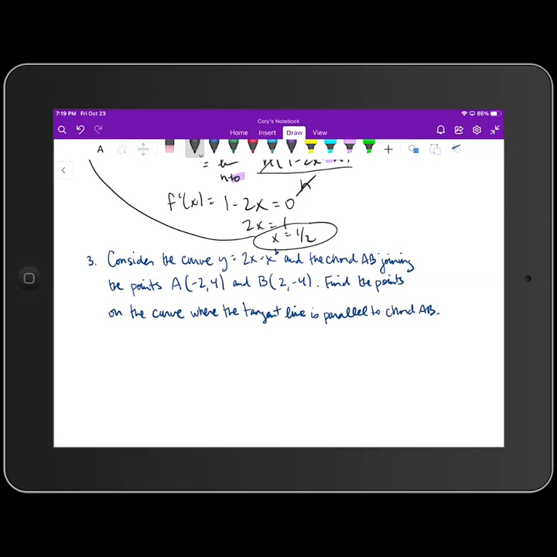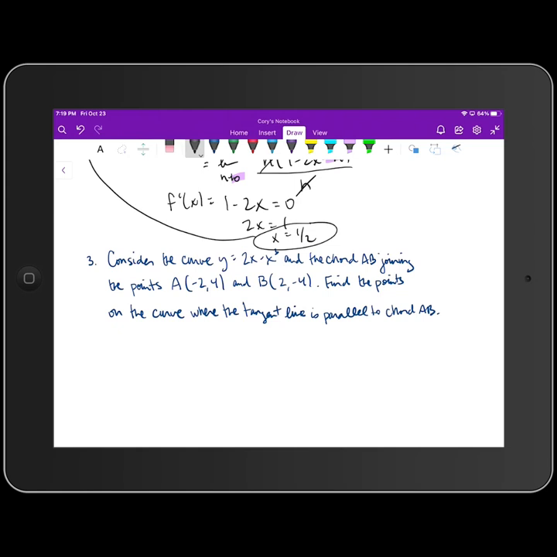So the directions here say to consider the curve y is equal to 2x minus x cubed, and the chord AB joining the points A, which has coordinates -2, 4, and B, which has coordinates 2, -4. And then we're asked to find the points on the curve where the tangent line is parallel to chord AB.